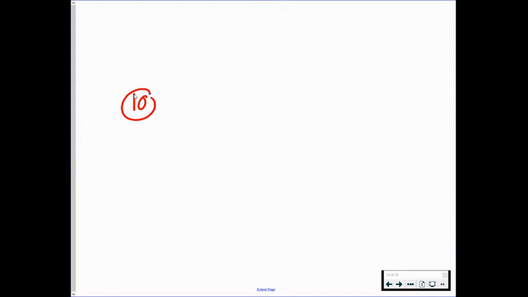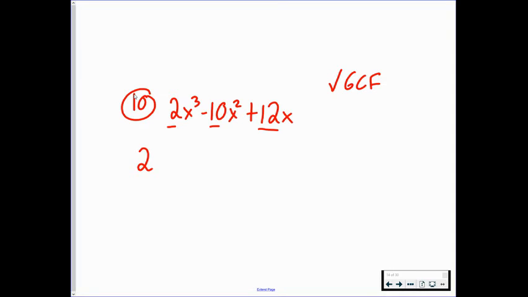On question 10, it states for us to factor 2x cubed minus 10x squared plus 12x. On number 10, you'll notice that this is a trinomial and there is a GCF. The GCF here is 2x because all of the terms are divisible by 2 because they're even, and they also all have an x in common. So I'm going to divide each number by 2 and pull out an x, which leaves us with x squared minus 5x plus 6.